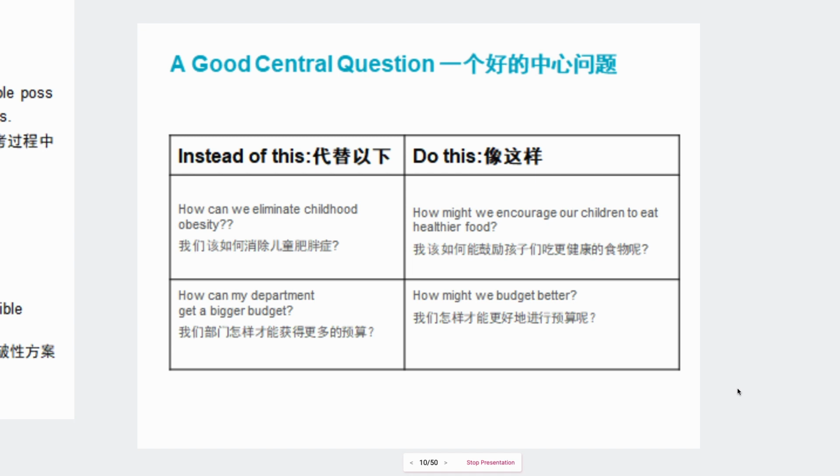Yeah, I think the first question really presumes the solution, right? It's I need a bigger budget. But it doesn't really look at why we are trying to budget. What's behind that? What are you really trying to accomplish? Go to the next one.